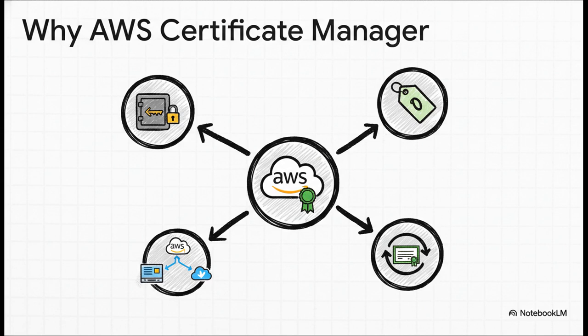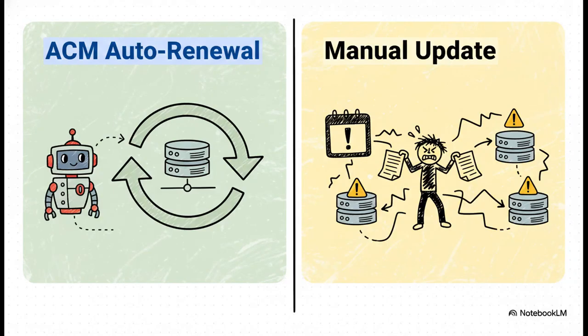And here's the kicker for security. The private keys it creates are locked inside AWS. You literally cannot export them. And this really shows the difference. With ACM, the certificate just renews itself in the background. No drama, zero downtime. Your load balancer just picks up the new one.